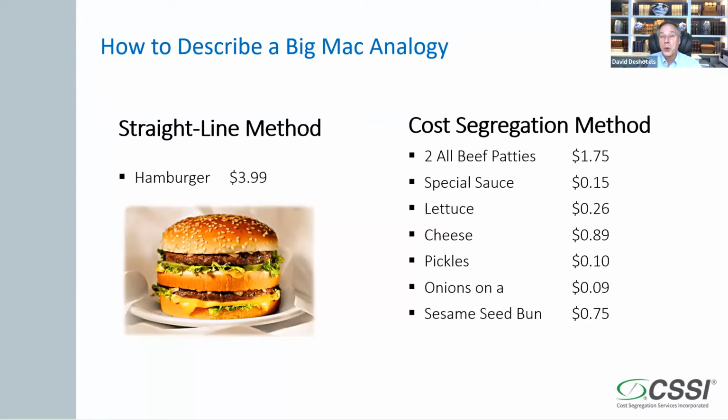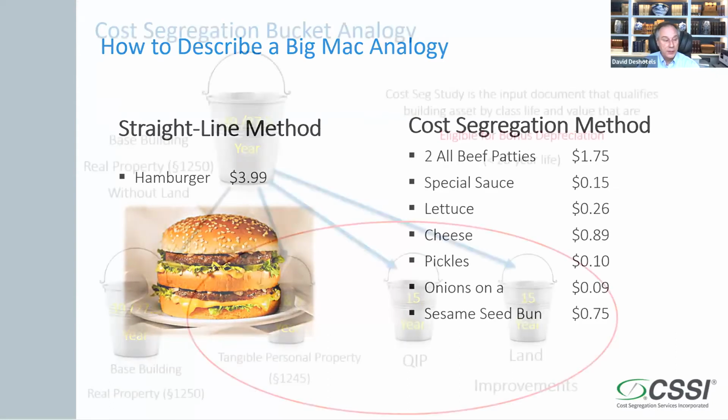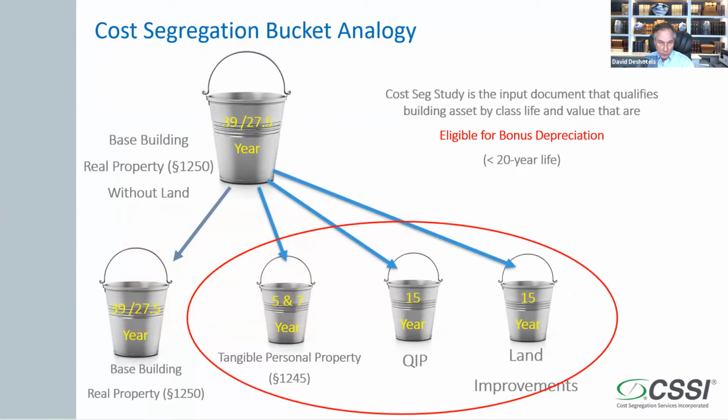Okay, so parts and pieces, identifying the parts and pieces of the building, we can accelerate those. And we look at that building and we go in and we identify, again, all the parts and pieces and put them in different buckets. We'll put them in 5-year buckets, 15-year buckets.